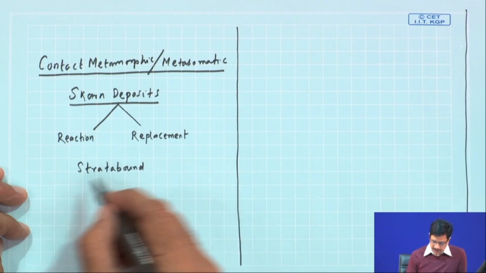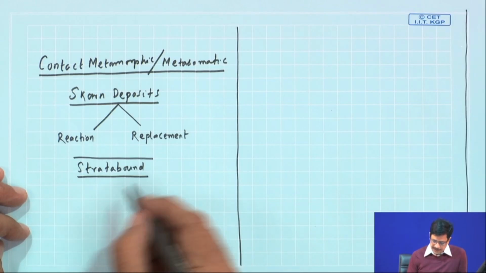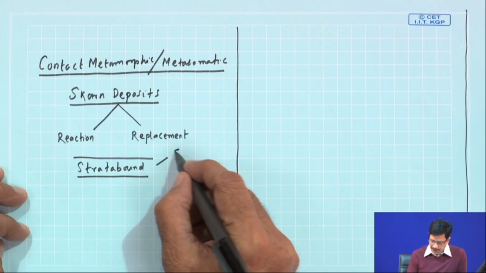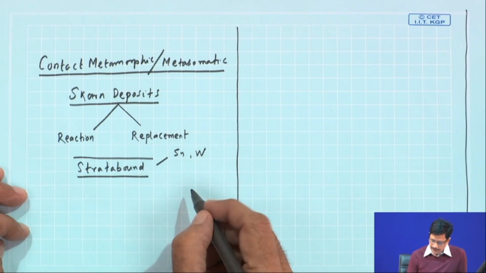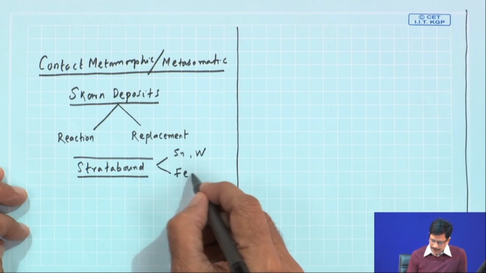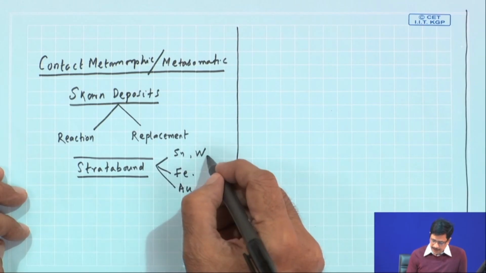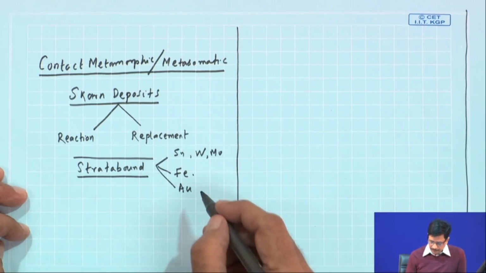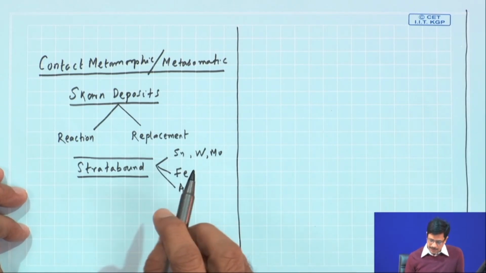And they are a class of deposit which are important sources of tin, tungsten mainly. They do also yield iron, gold, molybdenum, etc. Sometimes some rare earth minerals also.